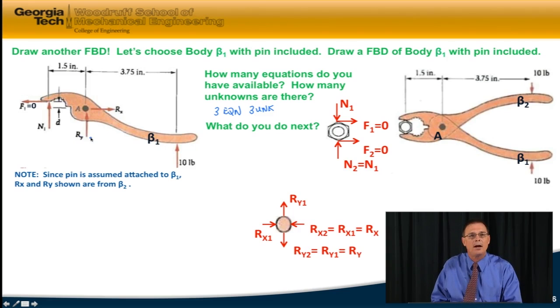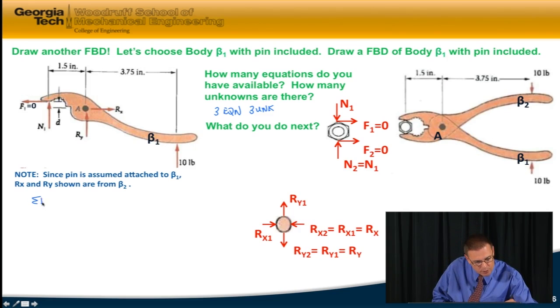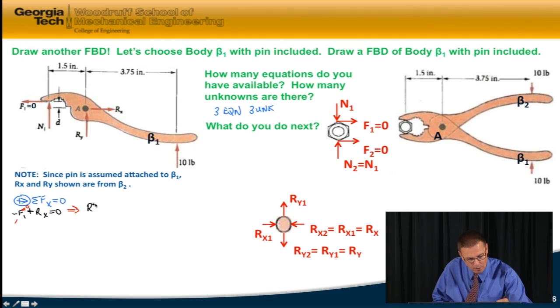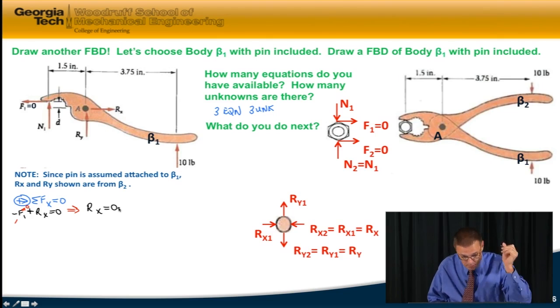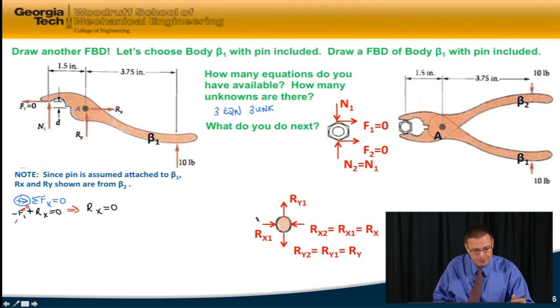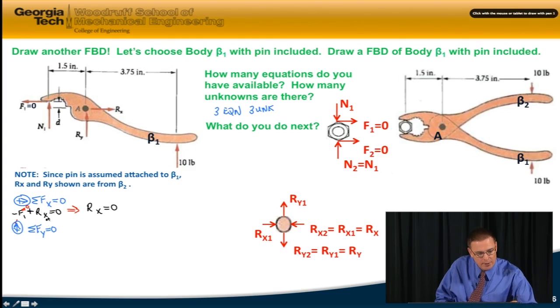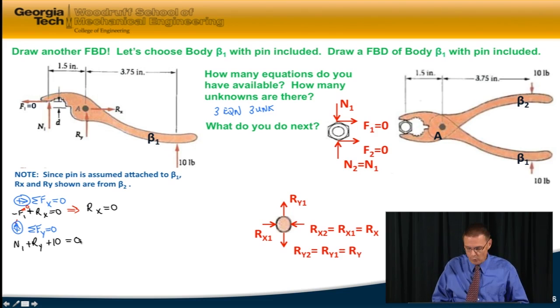You can try that on your own, but I'm also going to do it together with you. We have sum of the forces in the x equals 0. I'll choose to the right positive, and I've got minus F1 plus Rx equals 0. Since we know that F1 equals 0, that results in Rx equaling 0, which means the forces on both sides of the pins equal 0 in the horizontal direction. We've got sum of the forces in the y direction equals 0. I'll choose up as positive, and I've got N1 plus Ry plus 10 equals 0. That's 2 equations, 1 unknown. I'm going to need 1 more equation.